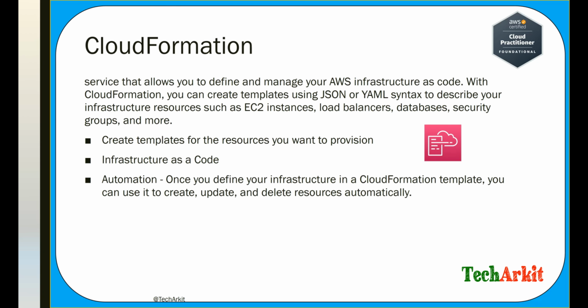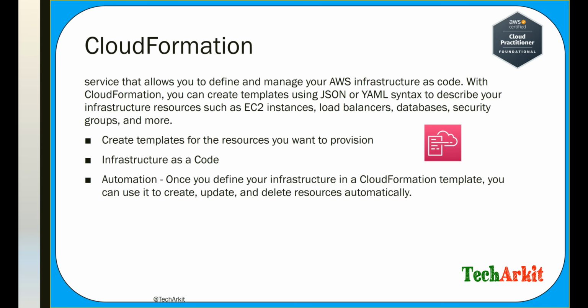So what tools do we have on AWS as deployment and configuration tools? One is the CloudFormation tool. It is a service that allows you to define and manage your AWS infrastructure as code. With CloudFormation, you can create templates using JSON or YAML syntax to describe your infrastructure resources such as EC2 instances, load balancers, databases, security groups, and more.